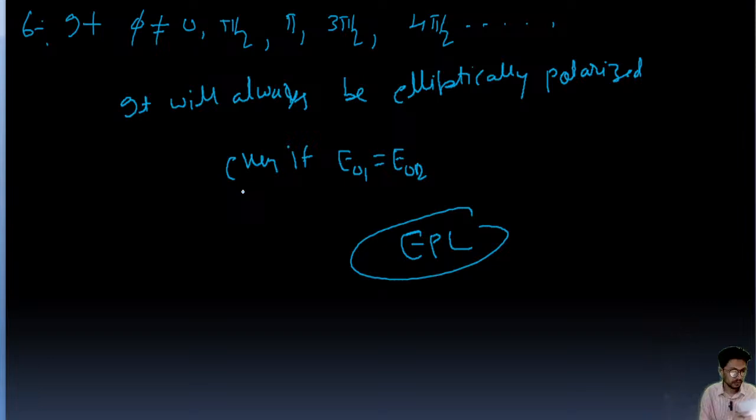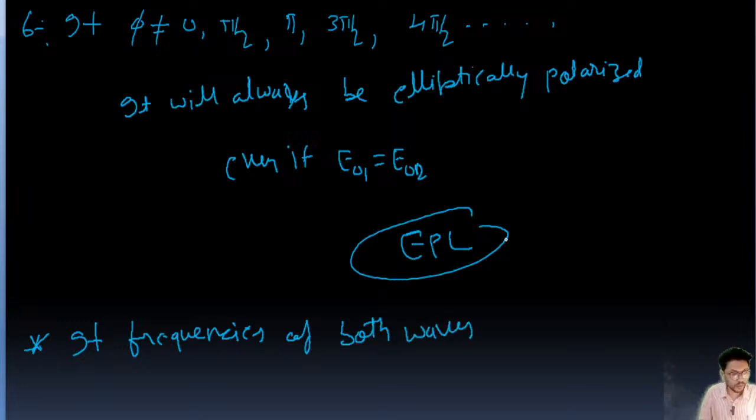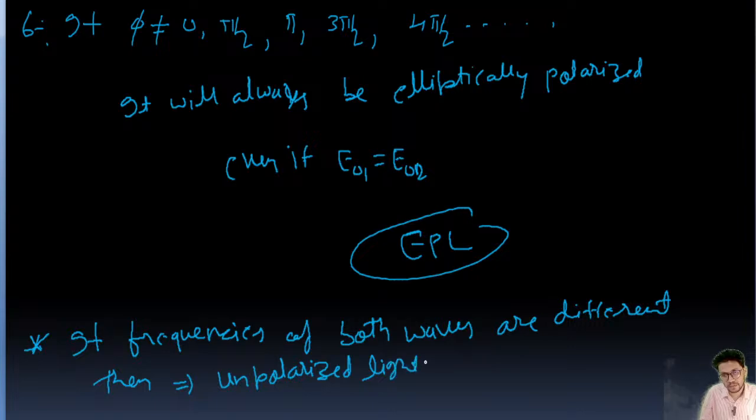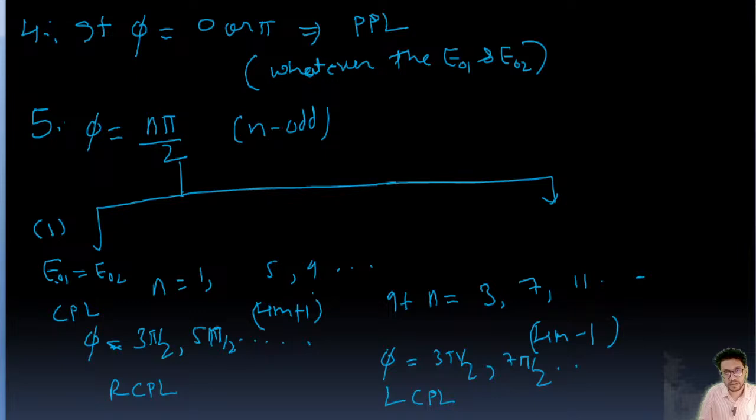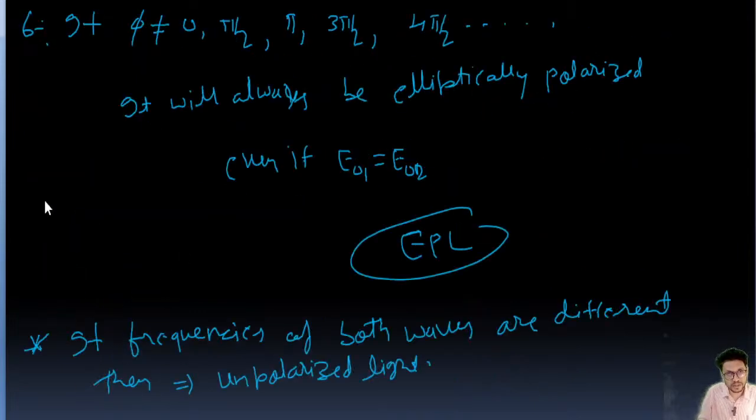Next point is, if the frequencies of both waves are different, then in that case the light is unpolarized. This is the trick, guys. These are the trick points. All points should be in your mind, and then you can easily solve questions. So I will apply this trick and solve the question. I'm going to start with the first question.